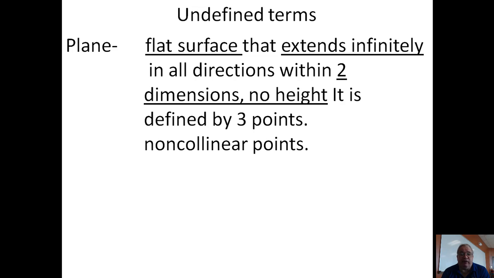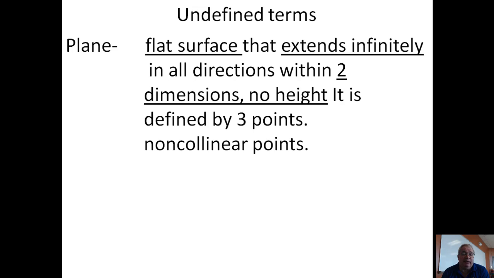So again, the key attributes, when I ask you this on a quiz question, you need to tell me it's a flat surface. You need to tell me that it extends infinitely, and you need to tell me that it has only 2 dimensions, or you can just tell me it has no height, and I'll know that you know it has the other 2 dimensions. It is defined by 3 points, and we'll get to that later.